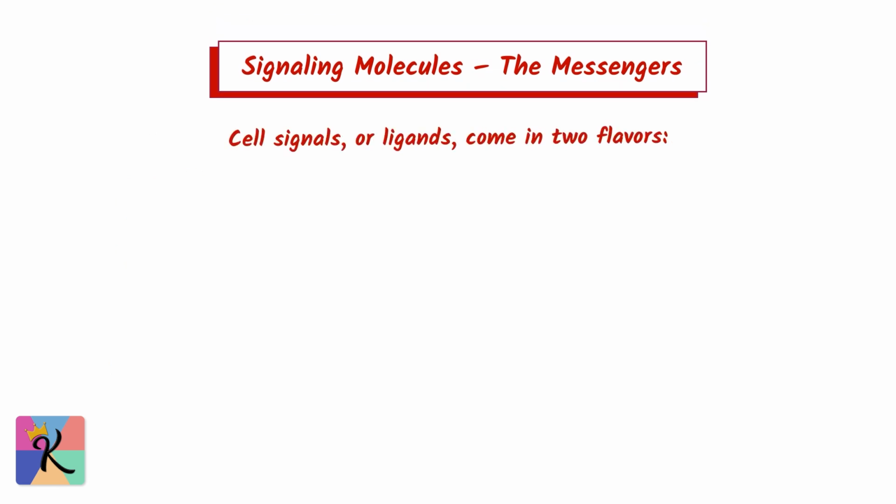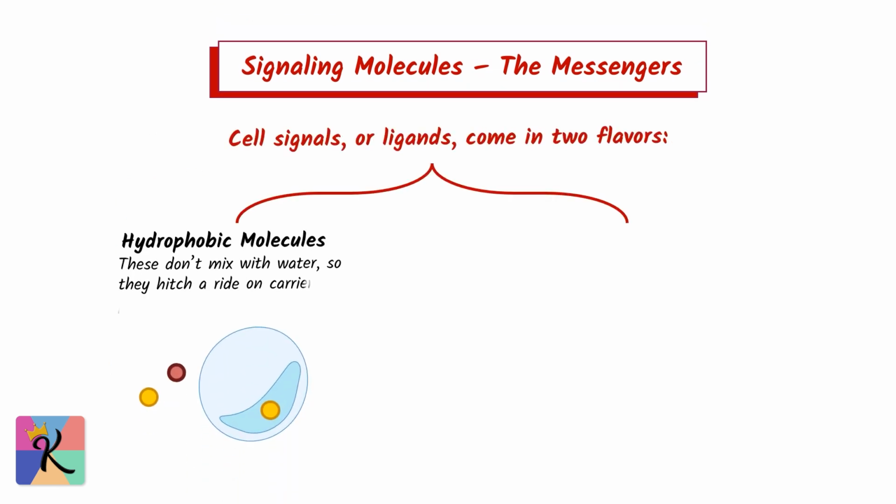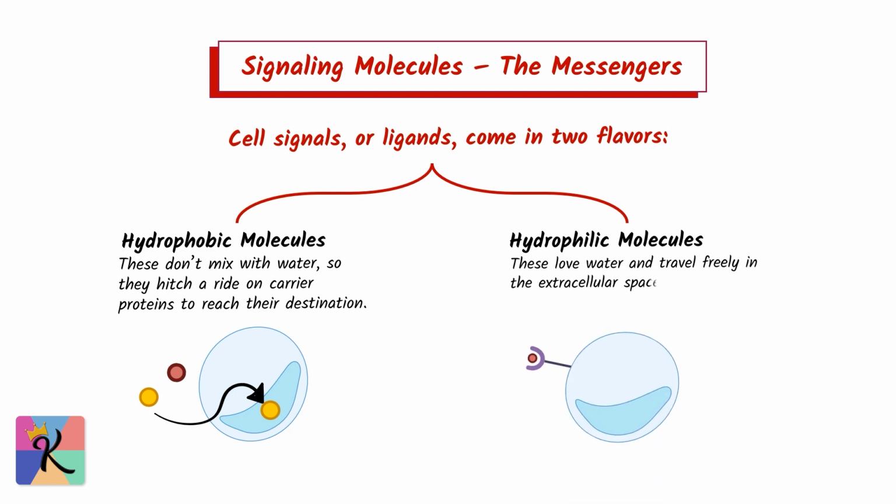Cell signals, or ligands, come in two flavors: hydrophobic molecules. These don't mix with water, so they hitch a ride on carrier proteins to reach their destination. Once they arrive, they can easily slip through the cell membrane and interact with receptors inside the cell. Hydrophilic molecules. These love water and travel freely in the extracellular space, but they can't pass through the cell membrane on their own. Instead, they bind to receptors on the cell's surface.